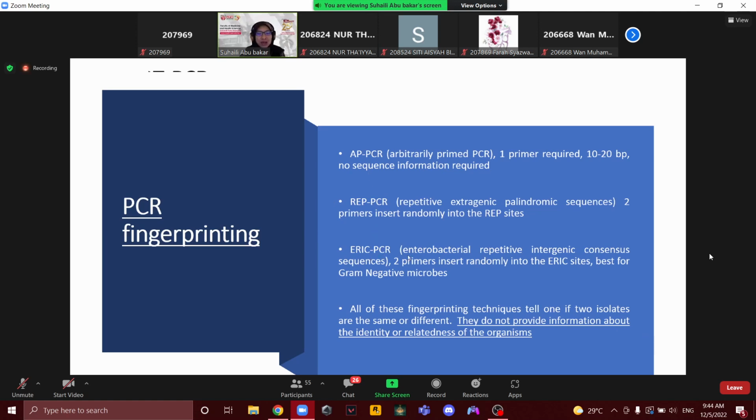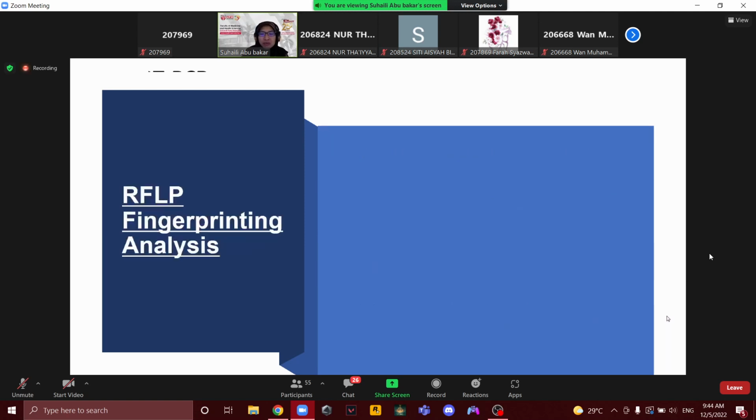Right, so ERIC PCR, enterobacterial repetitive intergenic consensus sequence. This PCR targets repetitive intergenic elements in the enterobacteria, and it uses two primers. Okay, that is what it means. All of these fingerprinting techniques tell us if two isolates are the same or different. They do not provide information about the identity or relatedness of the organism. So this is still the limitation, but they can tell the difference, whether the species are the same or different.